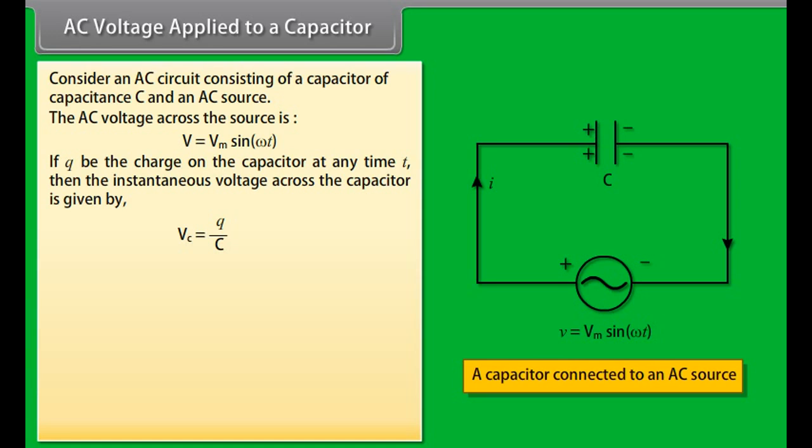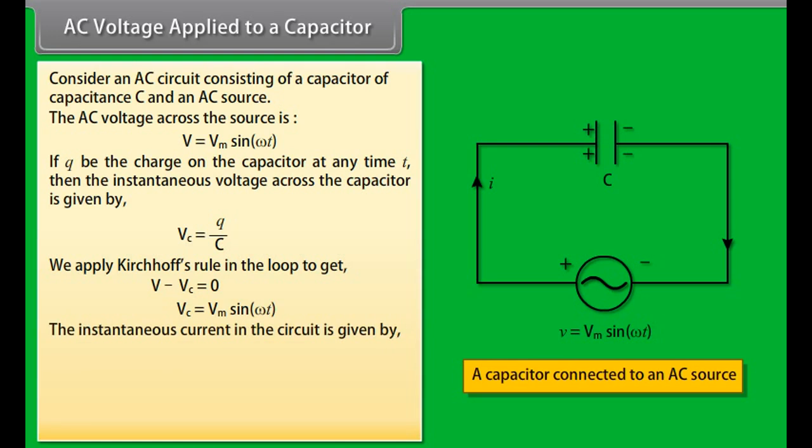Power delivered to an inductor. The instantaneous power supplied to the inductor is given by negative Vm Im/2 multiplied by sin 2ωt. Since the time average of sin 2ωt over a complete cycle is 0, the inductor power is equal to 0.